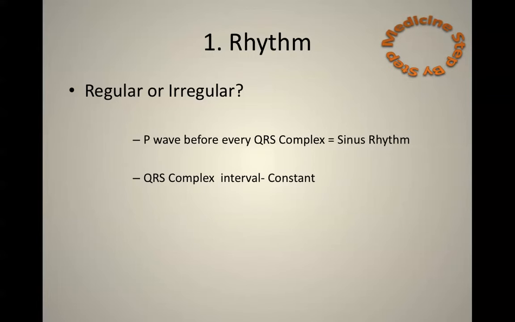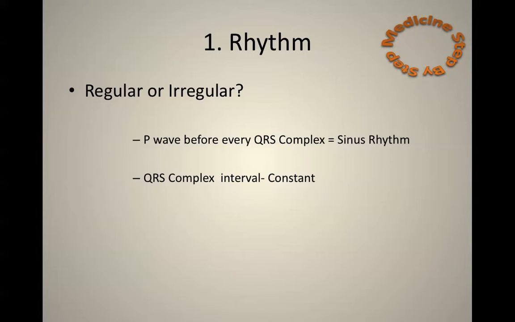So, first thing to check is the rhythm of the ECG to see if the heart rate is sinus, regular or irregular. A P wave before every QRS complex makes it a sinus rhythm. For it to be regular, the intervals between the QRS complex should be constant. For this, I usually check the interval between R waves.